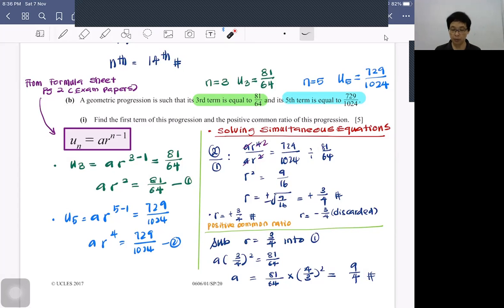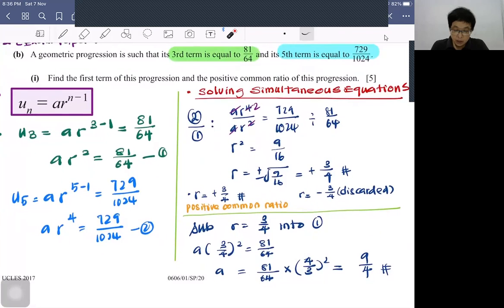That's it, no problem. Here, what I choose to do is take equation 2 divided by equation 1, with the nice purpose of eliminating the a. And with the indices rules, we know that r to the power 4 divided by r to the power 2 is going to leave behind r to the power 2. And then over on the other side, just do accordingly. Equation 2 divided by equation 1.